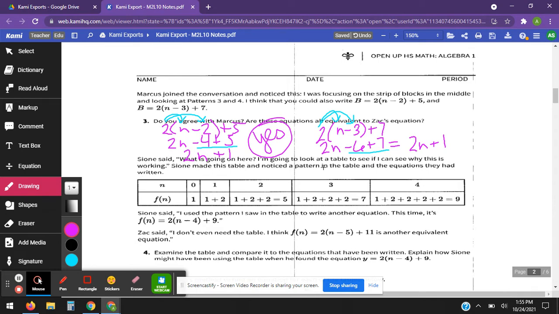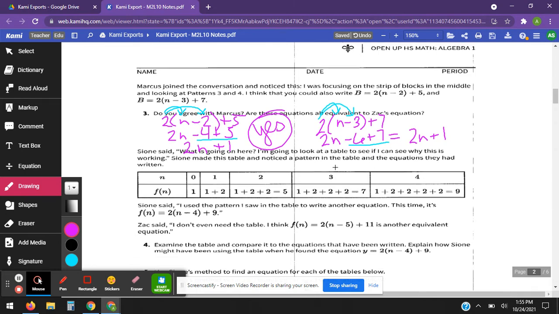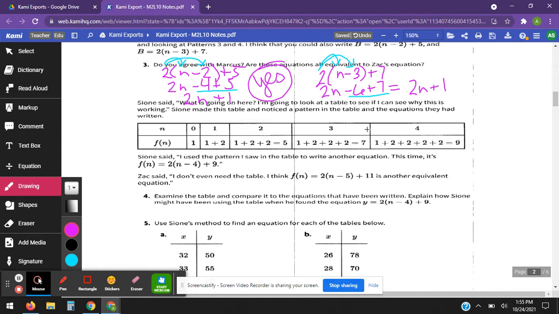I'm going to look at a table so I can see why this is working. So he made this table and noticed this pattern. The equations they had written: 1, 0 is 1. 1 is 1 plus 2. 2 is 1 plus 2 plus 2. 3 is 1 plus 3 plus 2 plus 2. 4 is 1 plus 2 plus 2. That's kind of the tables we were making before so that we could see if we needed to do an n minus 1 or an n minus 0 or whatever.